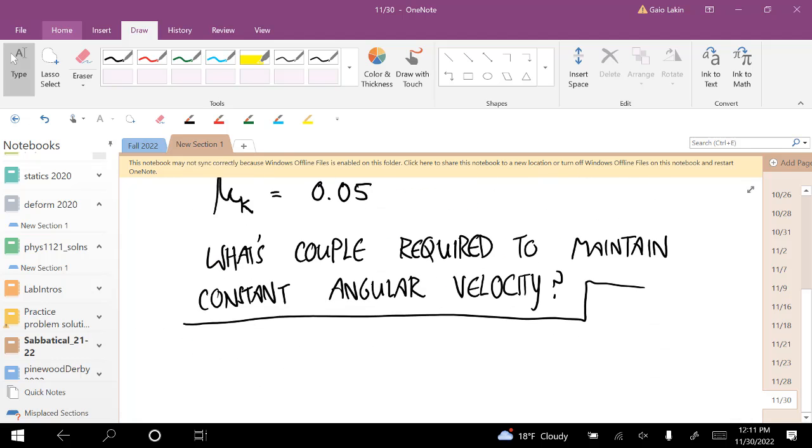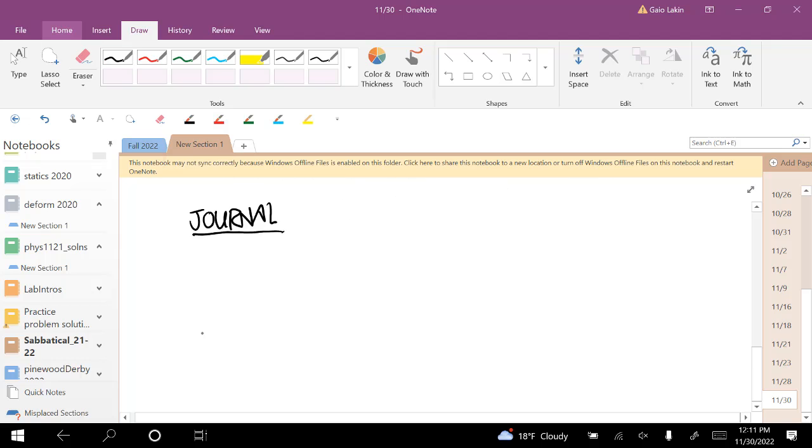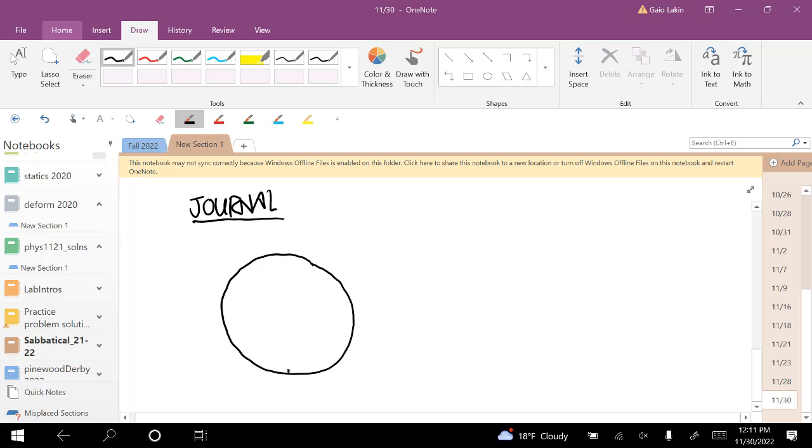And what we're going to do is, our total couple is going to be the couple required for the journal-bearing friction plus the couple required for the thrust-bearing friction. And so we'll just do it as two parts and then add them together. Okay? So first, let's do the journal-bearing. So this is a free body diagram of the axle. So this has a radius of 1 centimeter.